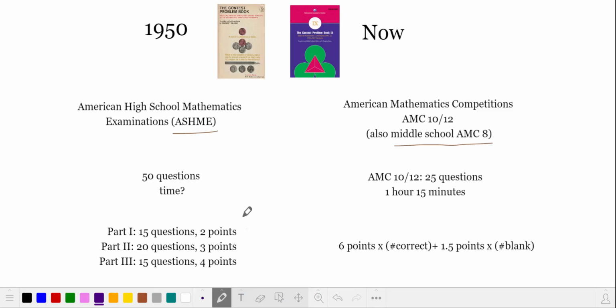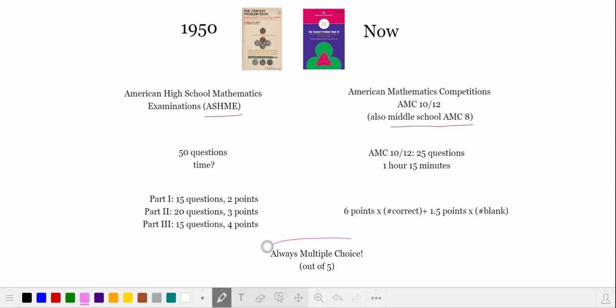In 1950, the 50 questions were divided into 3 parts: Part 1, Part 2, and Part 3. Each question was awarded 2, 3, or 4 points. What hasn't changed from then to now is it's always been multiple choice out of 5 options.